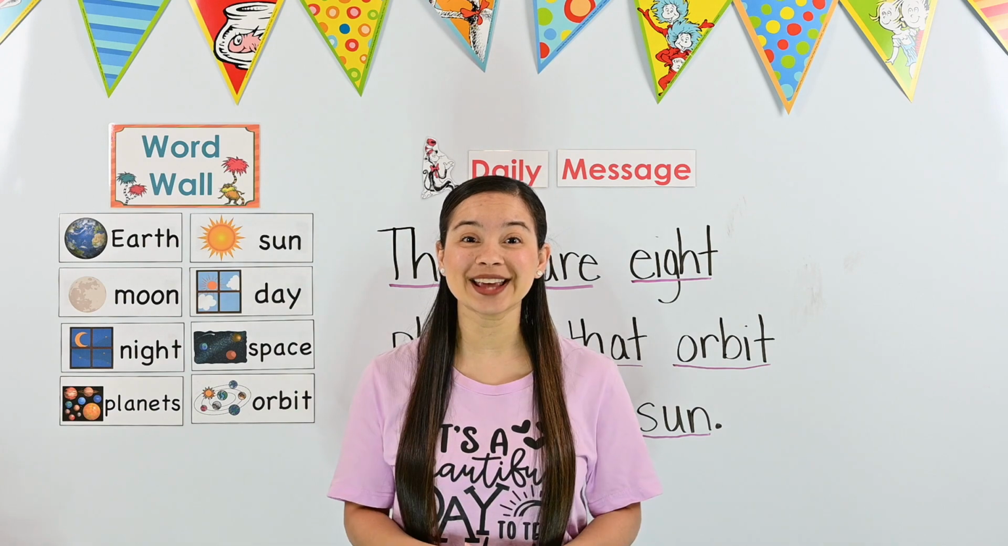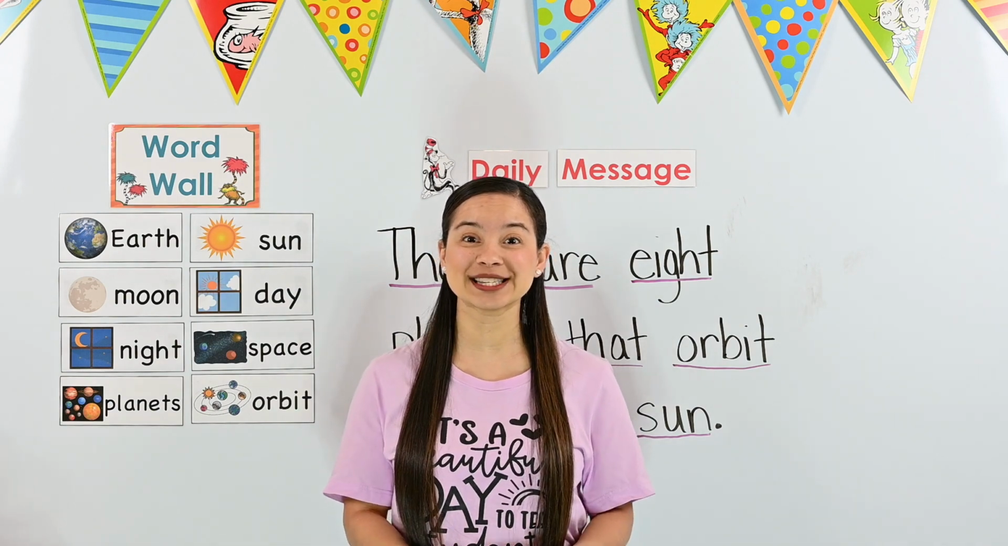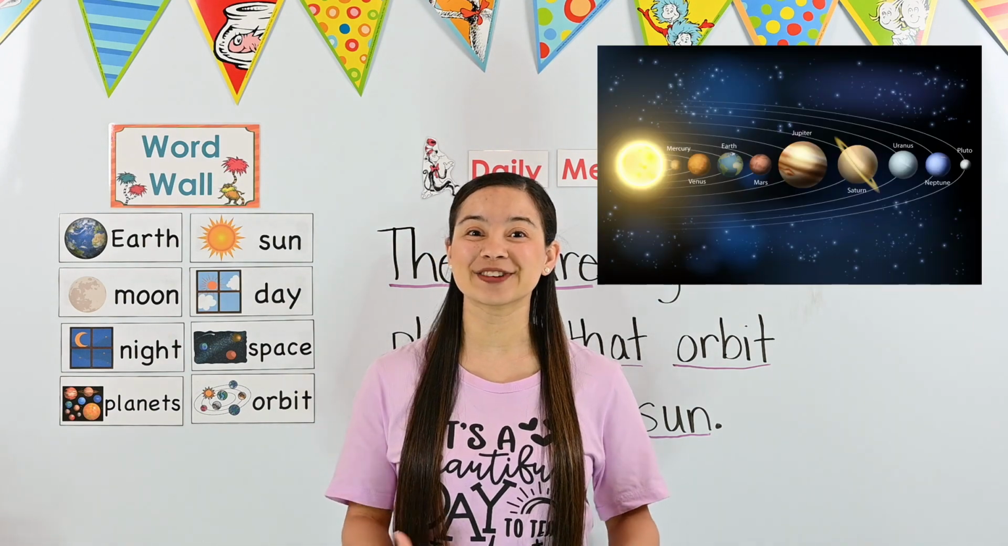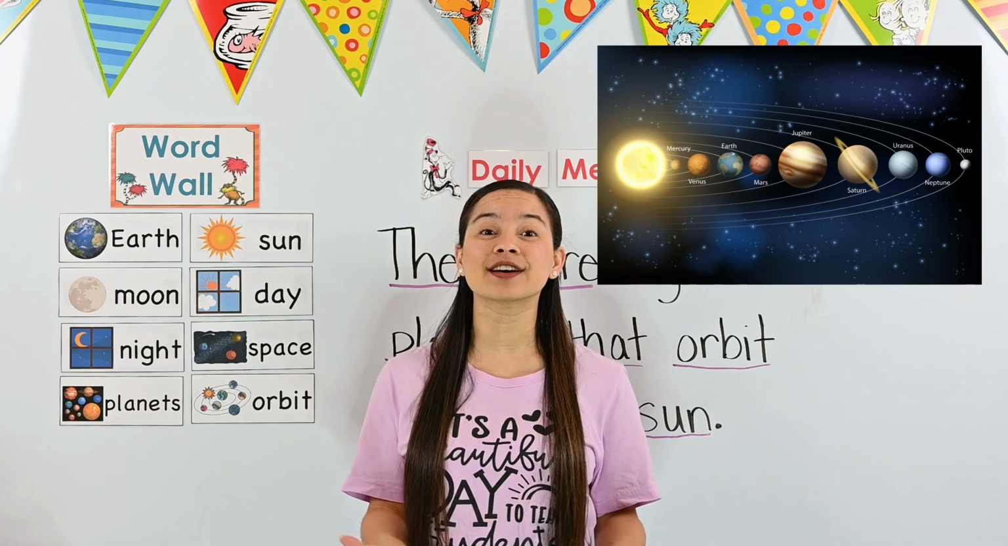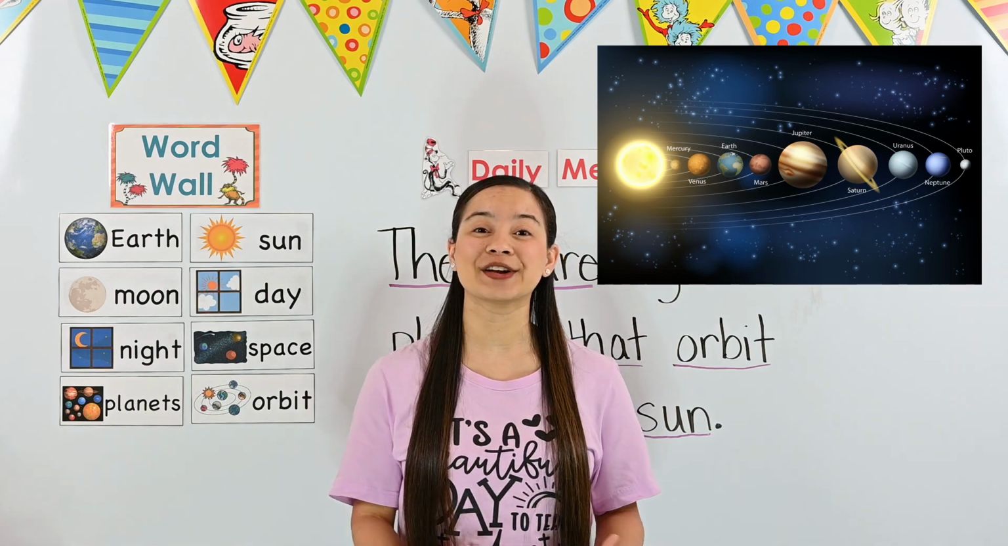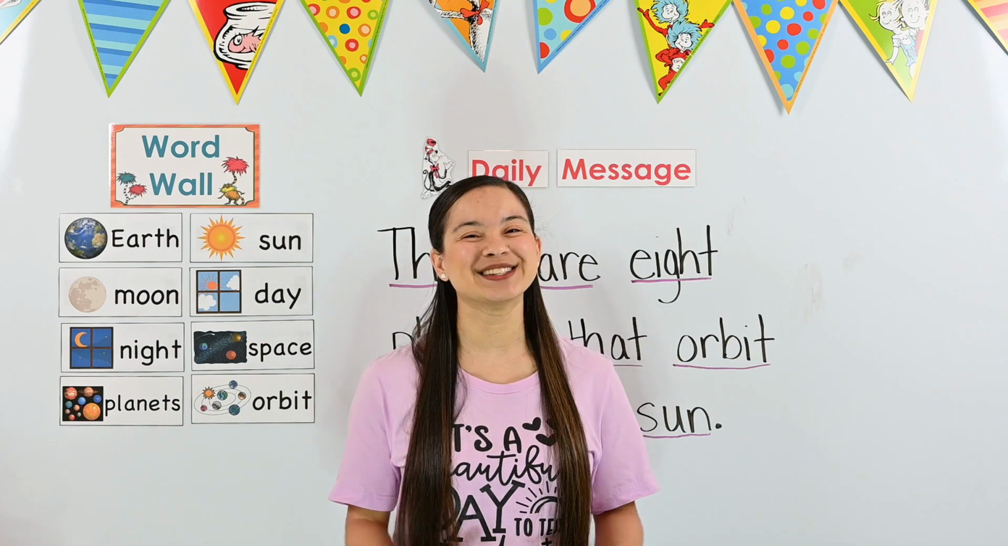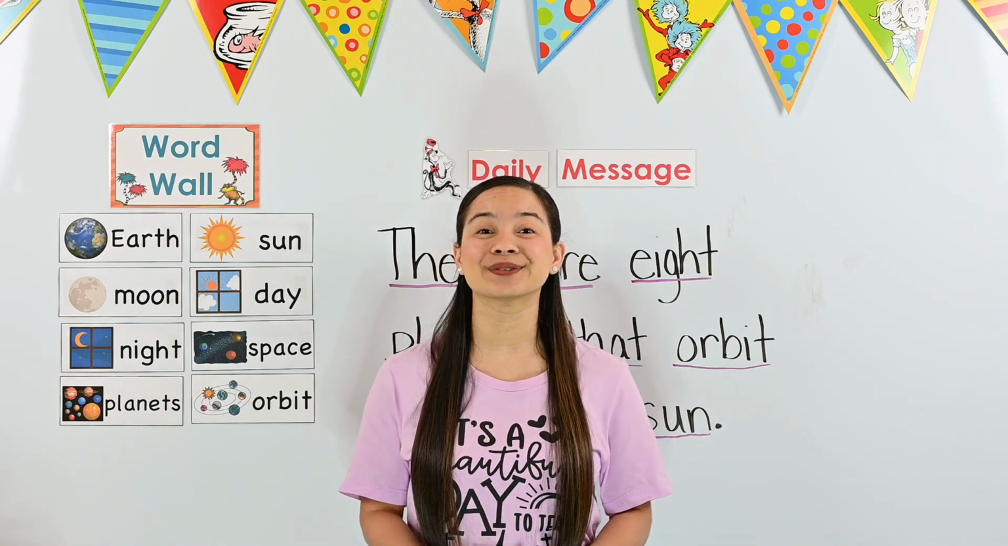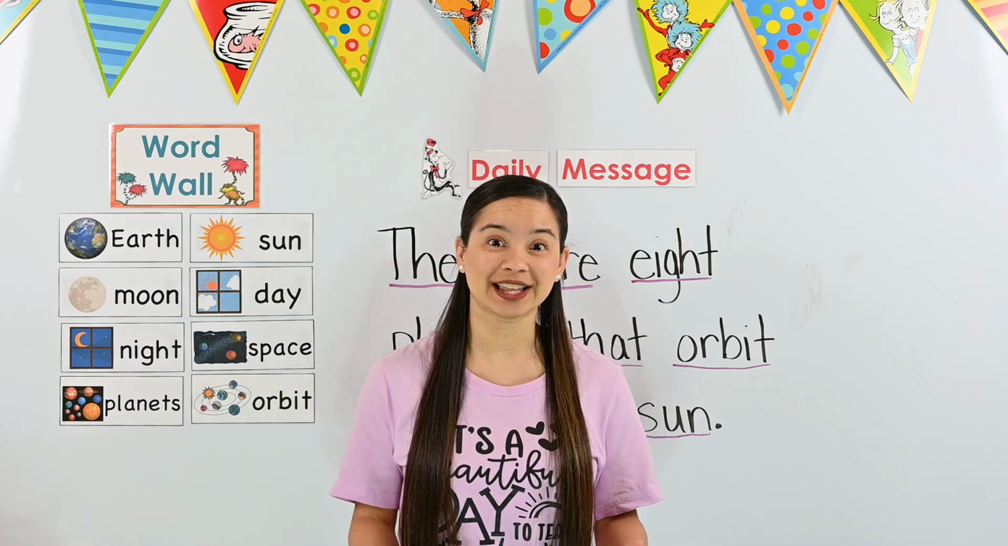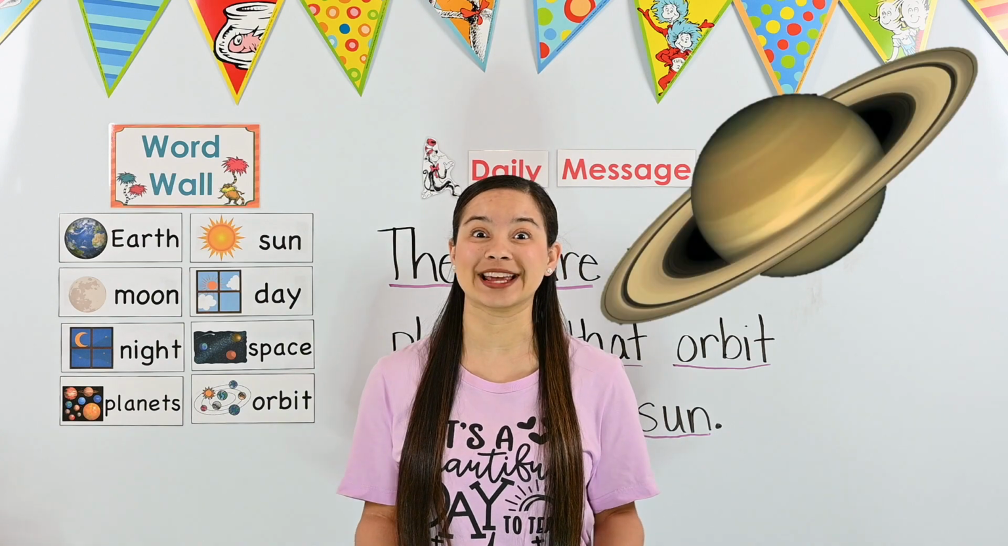Did you enjoy looking at all of the different planets in our solar system? They're all different sizes and they're different colors. They're all very unique. I enjoy looking at planets. I think they're really interesting. I especially like Saturn because of its rings.